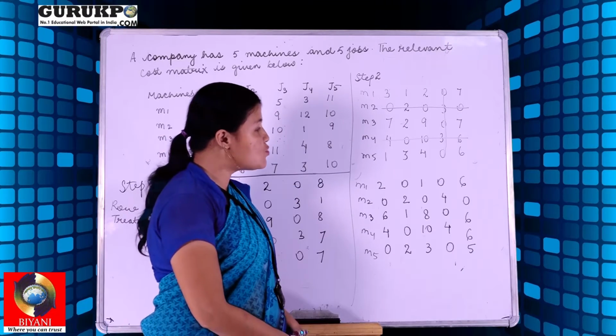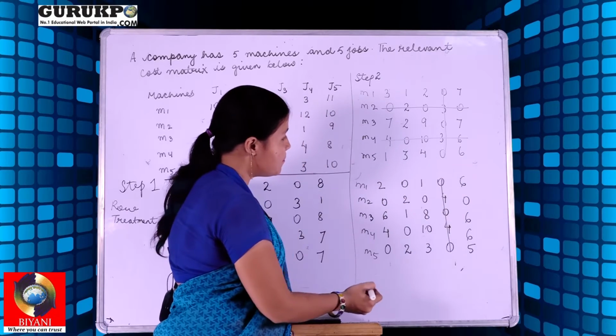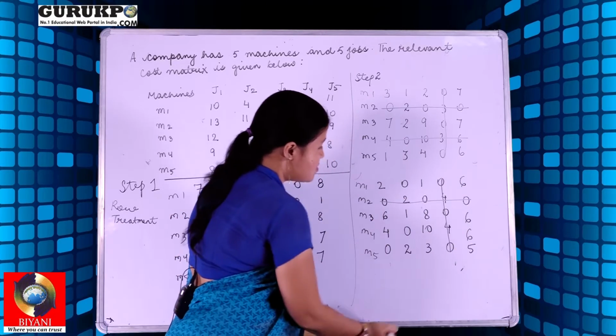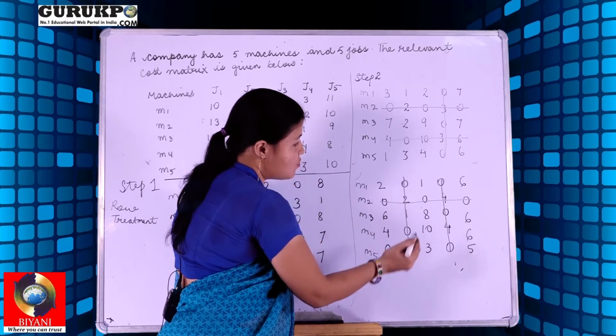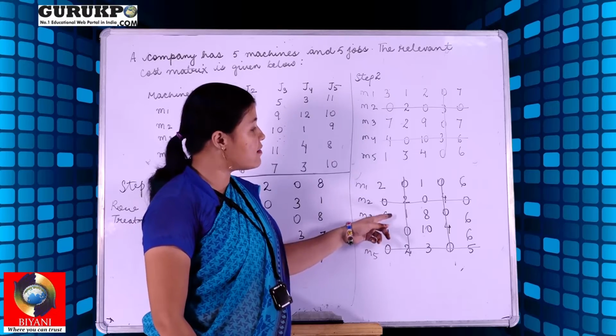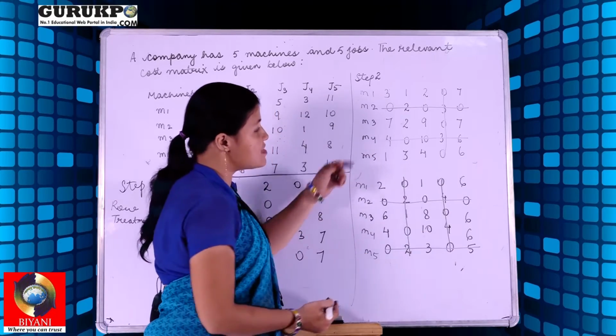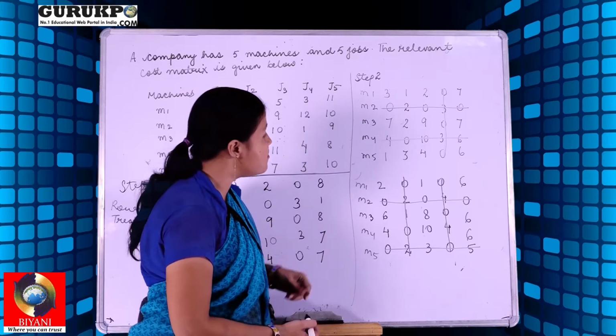Now again we are going to draw the lines, covering the maximum zeros. Here there are 3 zeros in this line. In this particular line there are 2 zeros and there is 1 zero. Now we have not yet achieved our target of 5 lines, so we are going to repeat the step that we have already repeated in our previous steps.